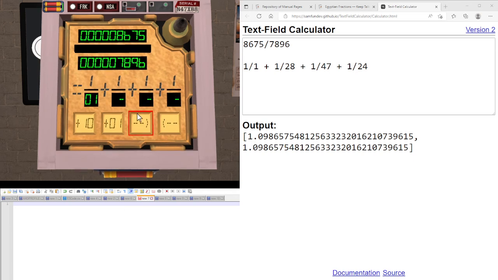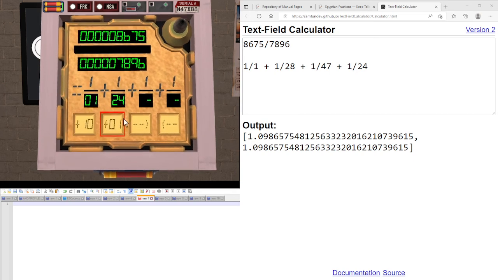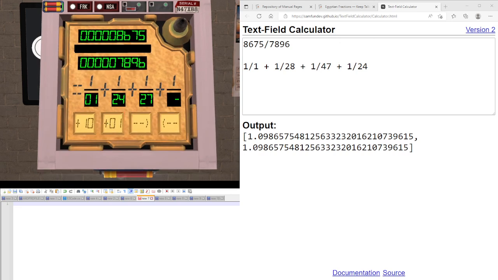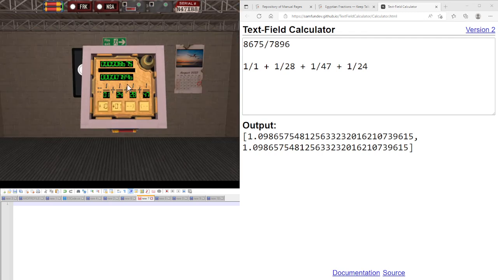So we're first going for 1. Then we're going for 24. Then we're going for 28. And finally we're going for 47. And if we've done this correctly, you get a module.